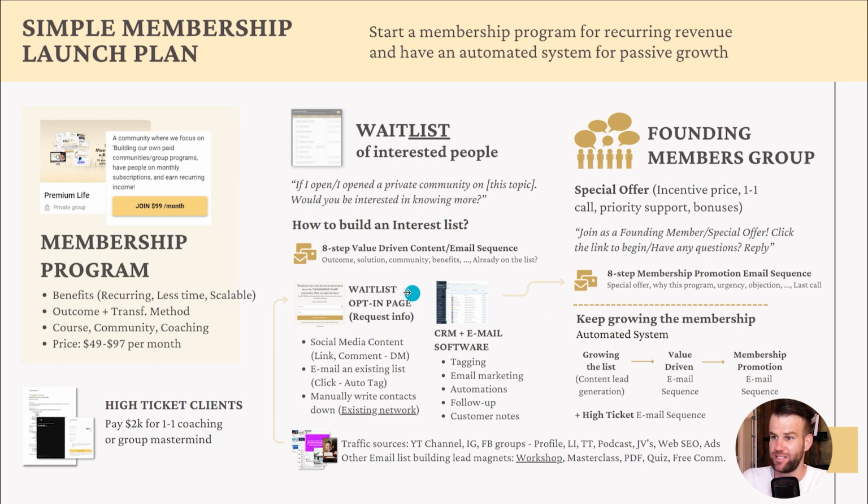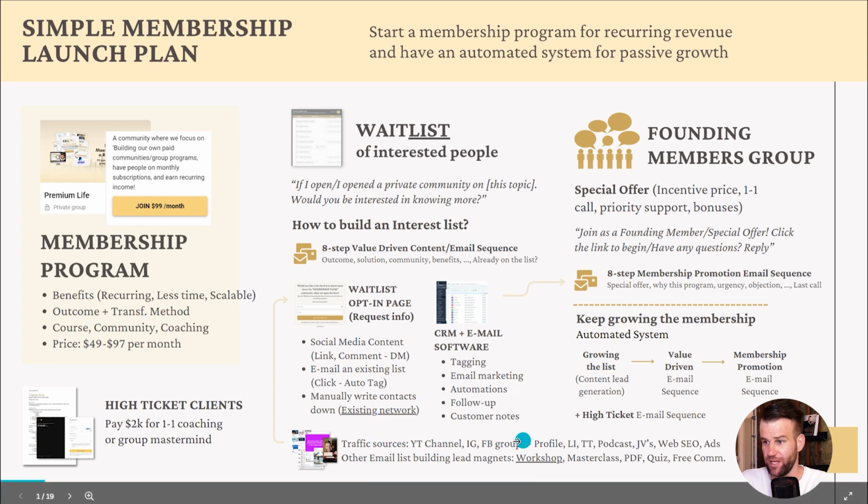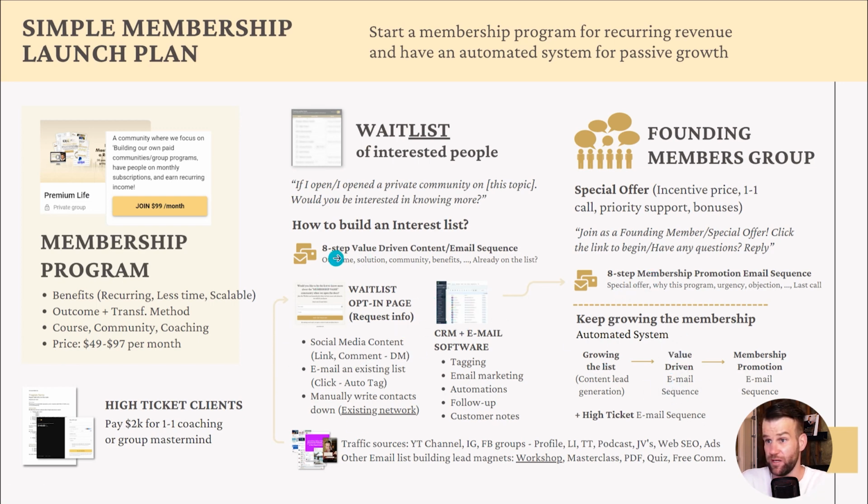And this system, if you put it in place once, if you have an email marketing software and CRM, for example, you are then able to grow it all more automatically. You're just going to keep growing the email list. You're going to keep posting on social media and getting people to join your email list, and then an automatic value-driven email sequence will be sent out to these people, and it's going to ask them, hey, would you want to know more about what our membership looks like?